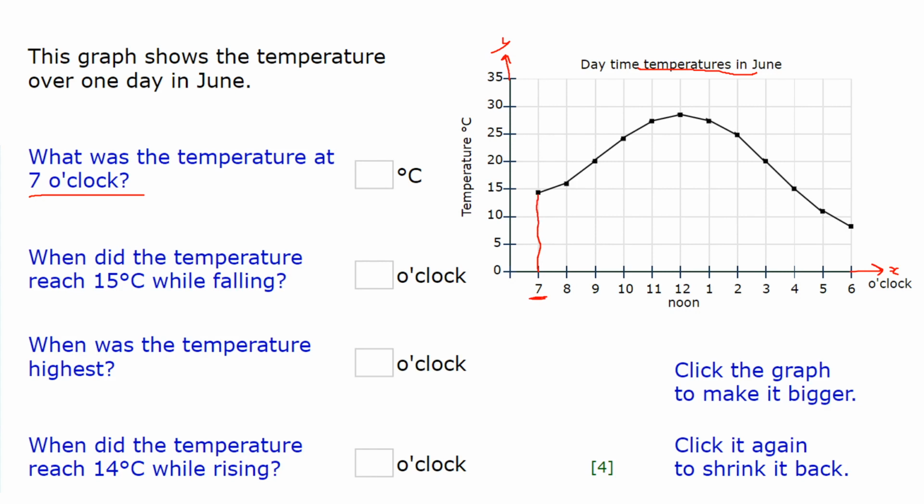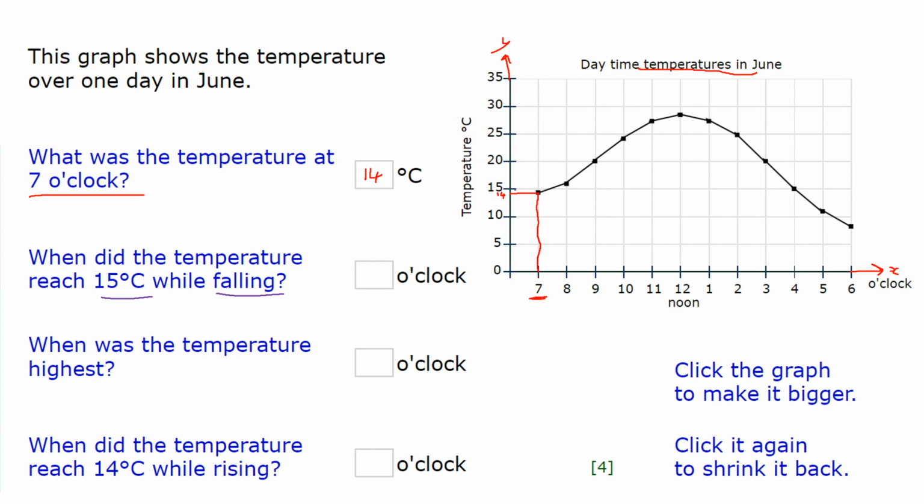Now, when we take a look at the line, we draw another adjacent line looking for the y-axis. So therefore, we can see that y is roughly equal to 14 degrees at 7 o'clock. What about when the temperature is falling at 15 degrees? Well, now let's go to 15 degrees.